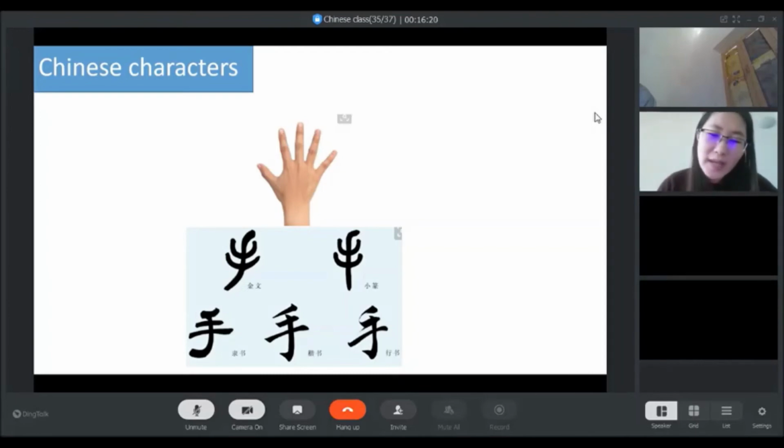So we also write the hand as these characters, and later it changed to be days, and then days. Now we use this one. So this is hand. It also comes from pictures. When we draw the hand, it comes to the Chinese character. This one, hand.